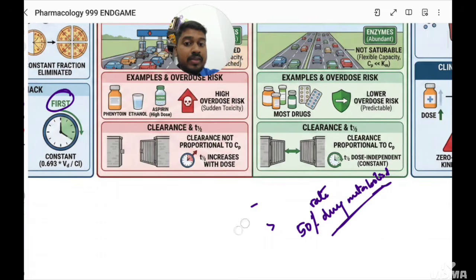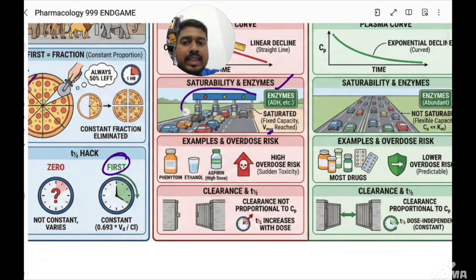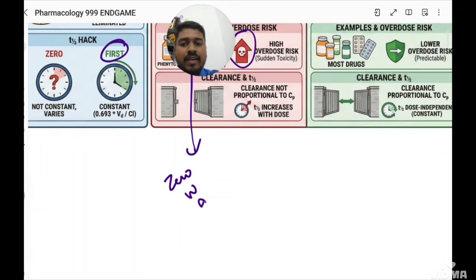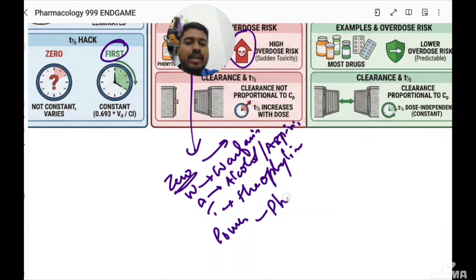Now, why is zero order kinetics so important? Why NEET NBEMS examiners are so fond of asking this question is because in zero order kinetics, there is constant elimination, so if you give more drug, it will cause toxicity. So you have 3 drugs important to remember. How do you remember? The classic mnemonic is 0 watt power. So 0 for zero order kinetics, W is for warfarin, A is for alcohol and aspirin, T is for theophylline, and P is for phenytoin.